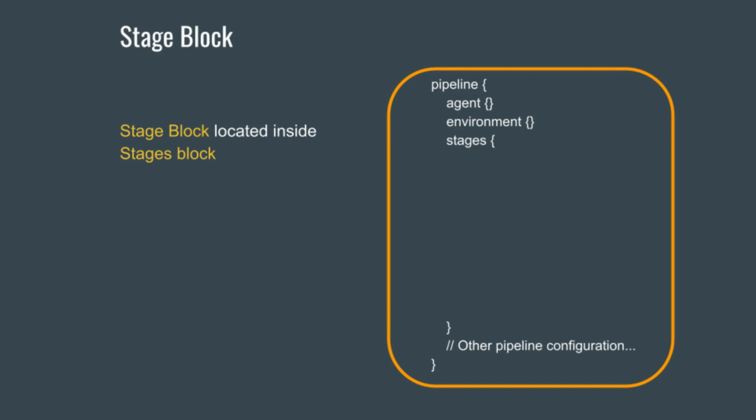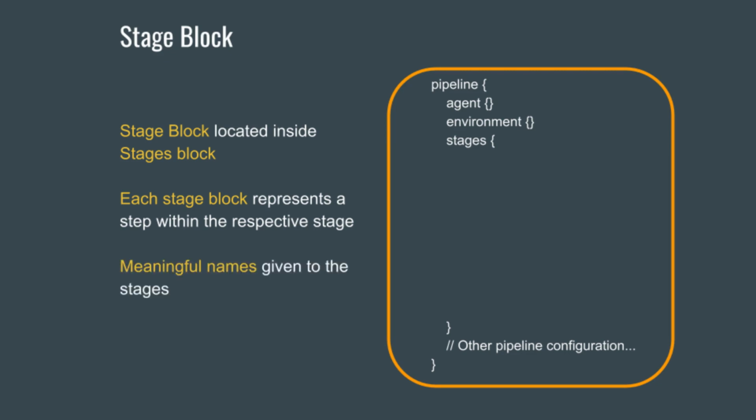Next, stage block. The stage block is located inside the stages block. Each stage block represents a step within the respective stage. Meaningful names are given to the stages. Here it's stage build, test, and deploy.